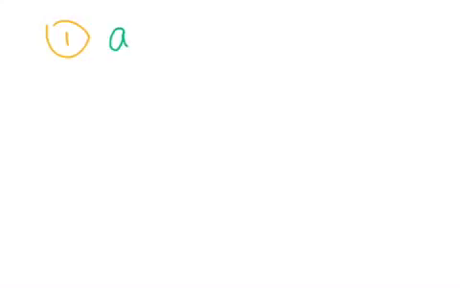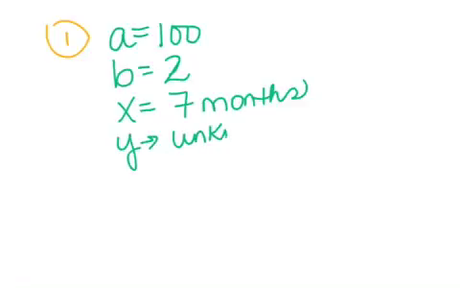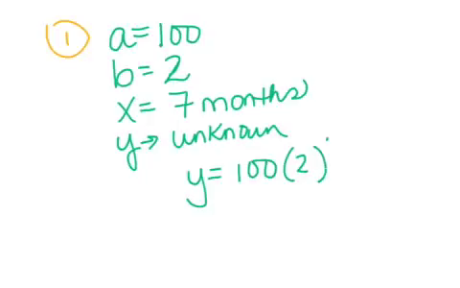For our known values, we know a equals 100, b equals 2, x equals 7 months, and our y is our unknown. Does your equation look like mine? I hope so. Number 2.